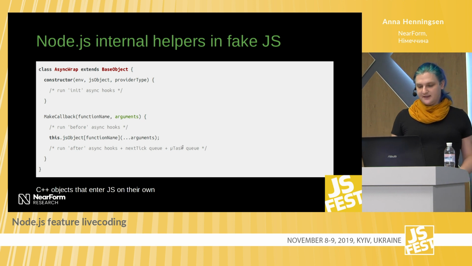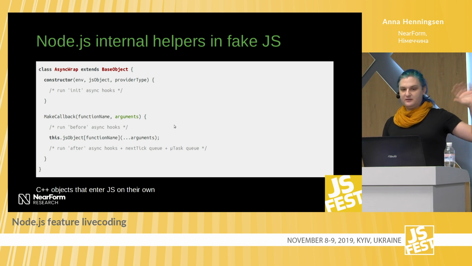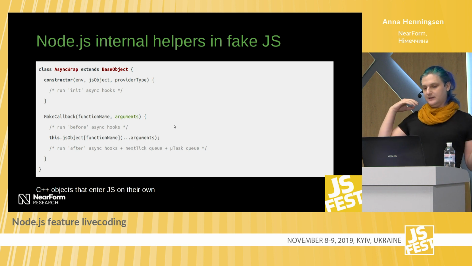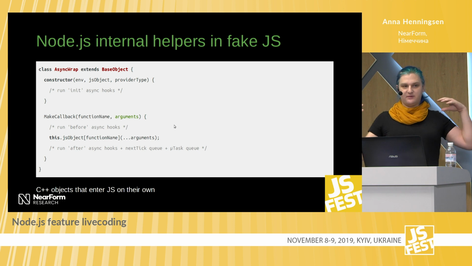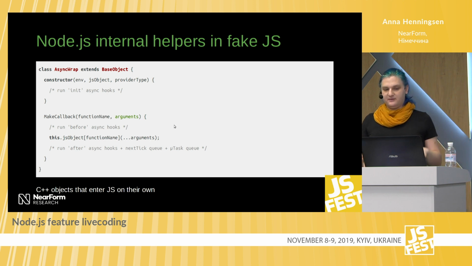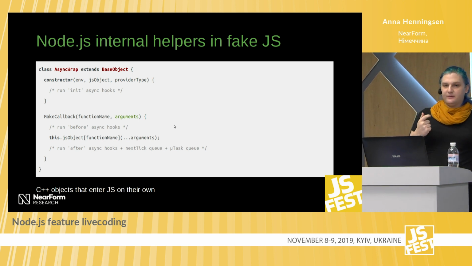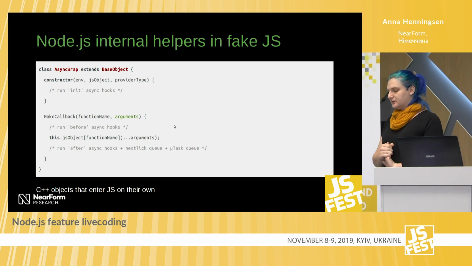And then it has a second utility, this make callback function. For one, it runs these other hooks before and after. So when this async resource does a callback, it first runs these before hooks so that whatever tracking code you have can know, okay, this happened before that other thing, and similar for the after hook. It also helps us take care of running task queues.